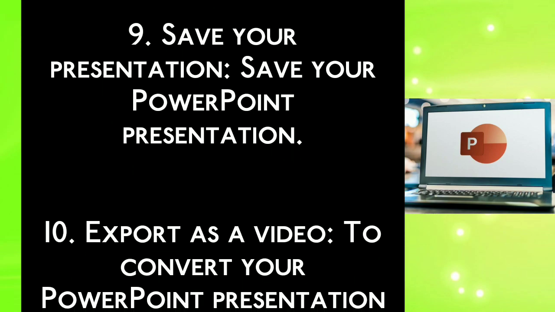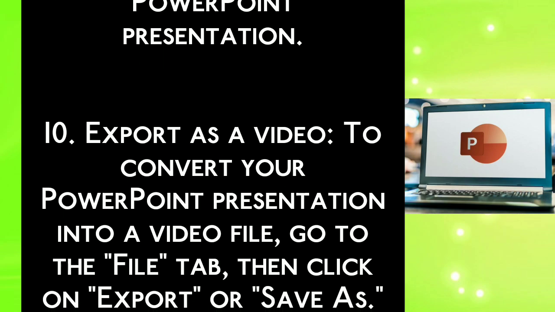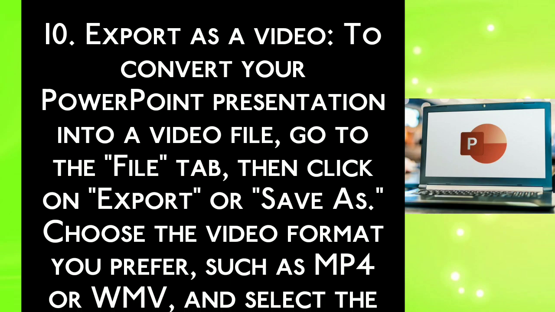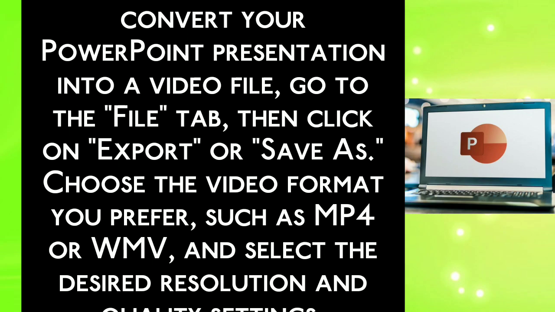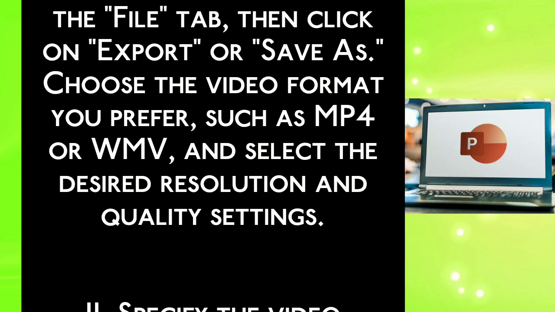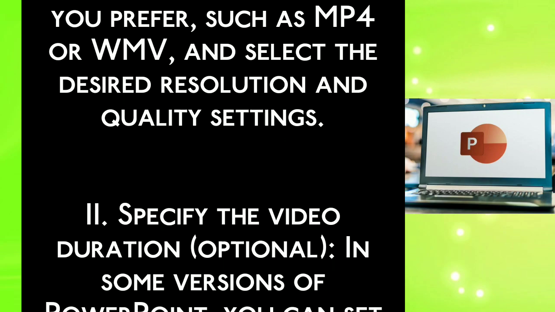Number 10. Export as a video. To convert your PowerPoint presentation into a video file, go to the File tab, then click on Export or Save As. Choose the video format you prefer, such as MP4 or WMV, and select the desired resolution and quality settings.